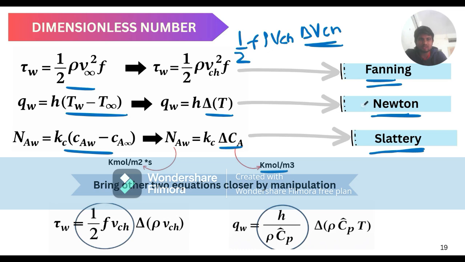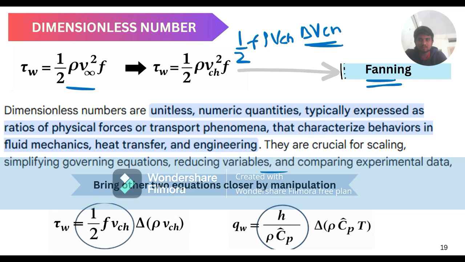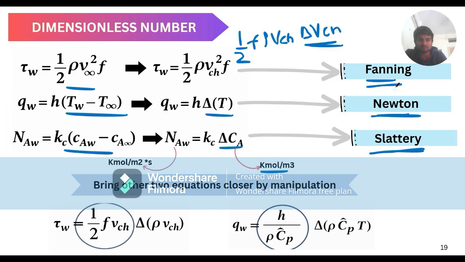So now let's start with the dimensionless number. As we have seen in the interface flux, to account for experimental observation we have taken help of three equations. For momentum transfer we have taken help of the Fanning equation, for mass transfer we have taken help of the Slattery equation, and for heat transfer we have taken help of Newton's law of cooling. These are the three equations.